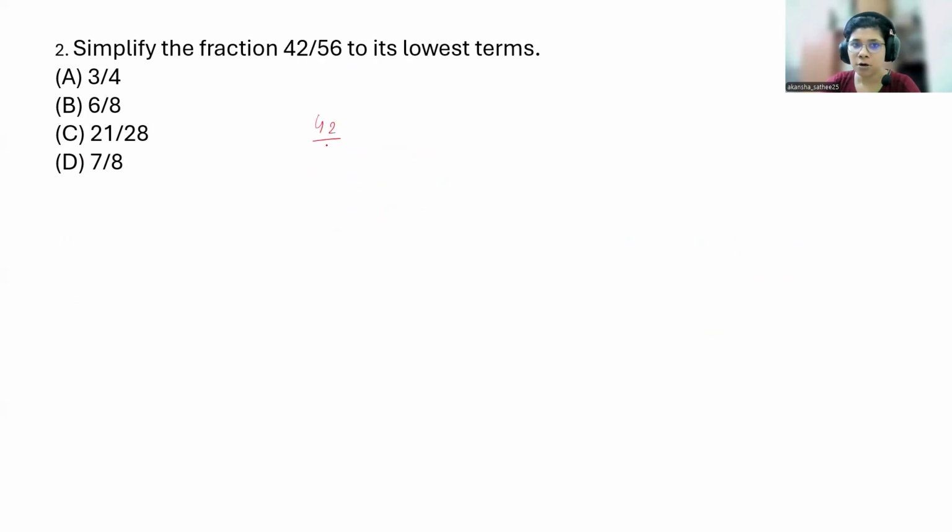So 42 upon 56. Again, you have to look for the smallest number which can divide both. You can see that 2 can divide 42 and 2 can also divide 56. So divide and see. 42 divided by 2 gives 21.